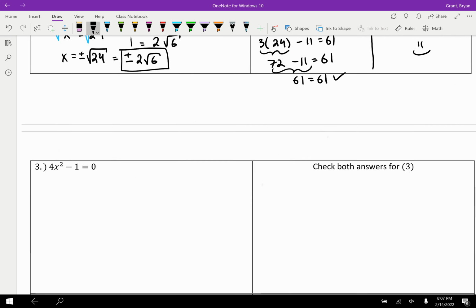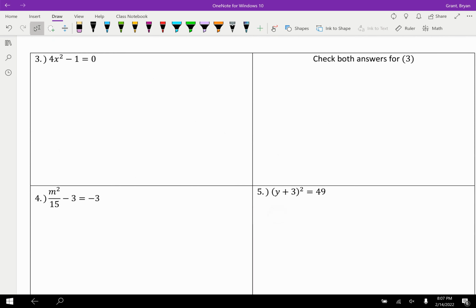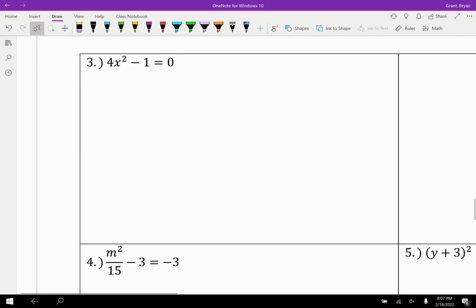So hopefully we're getting the hang of this. We're going to try one more where you have to check the answers, and then for the rest of them, you guys are just working on solving. Okay, so 3, we'll do the same idea.